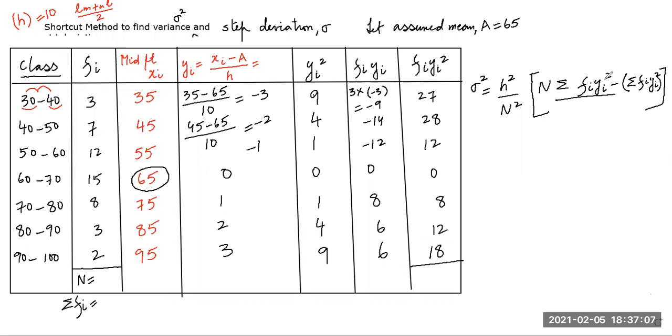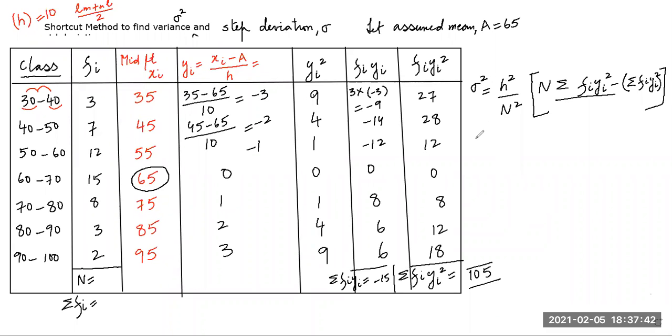So students, we want to find summation fi yi square. So we'll do it here. Summation fi yi square. Once you add all these, students, you will get 105. All right, you've added them. And you also need to add this summation fi yi. Summation fi yi would be equal to, just add this and then subtract this. It will be minus 15. Please do it yourself. All right.